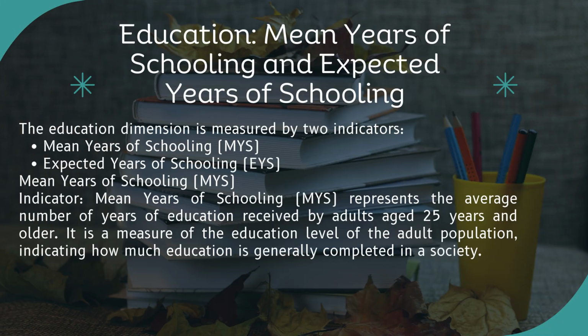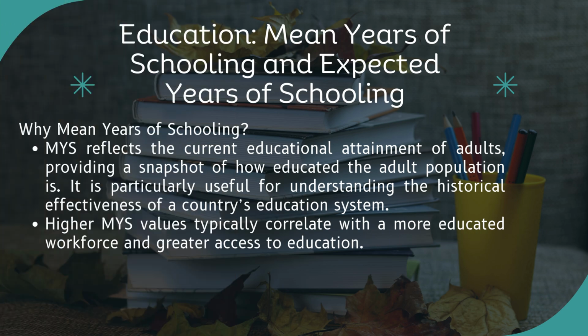Education: mean years of schooling and expected years of schooling. The education dimension is measured by two indicators: mean years of schooling, MYS, and expected years of schooling, EYS. Mean years of schooling, MYS, represents the average number of years of education received by adults aged 25 years and older. It is a measure of the education level of the adult population, indicating how much education is generally completed in a society.